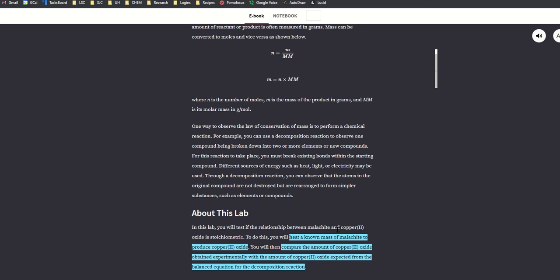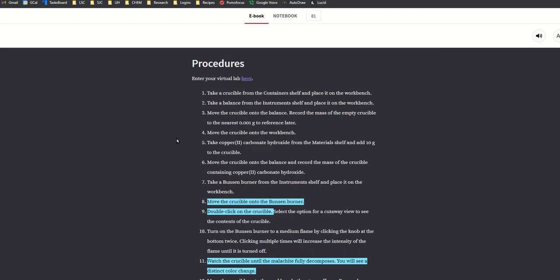You are going to make some qualitative observations, meaning you are going to see some color changes, visual changes, and you will also do some quantitative observations, meaning you're going to record some numbers, you're going to record some data points. And for us, these are masses. So once you go to the procedures, you'll see that it starts off slow. Take a crucible, take a balance, get all your instruments ready.